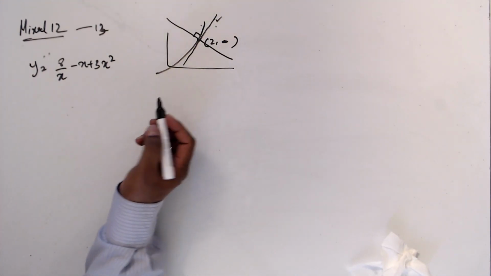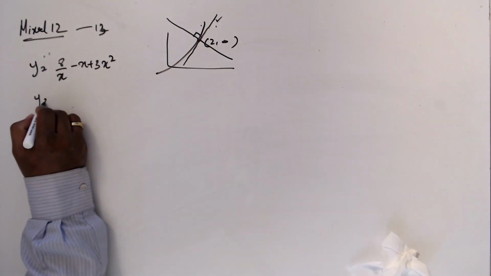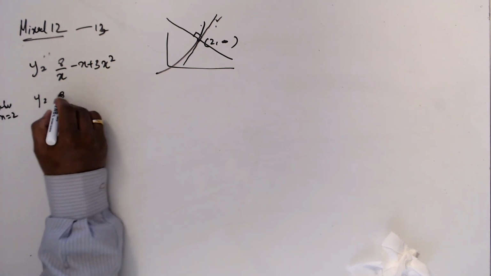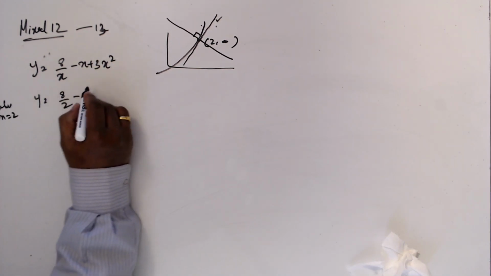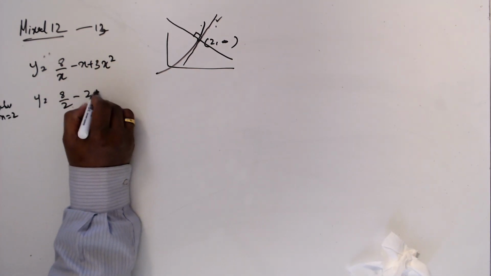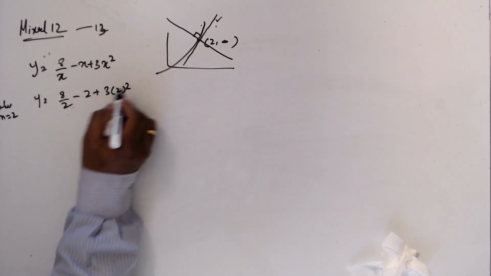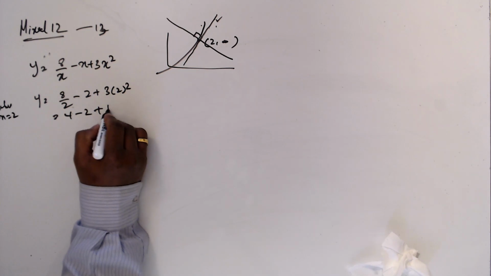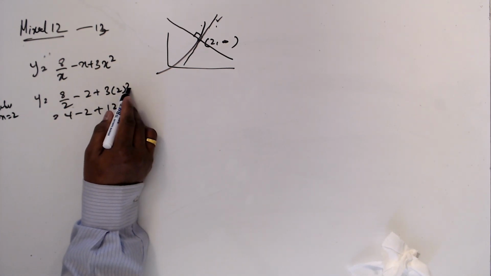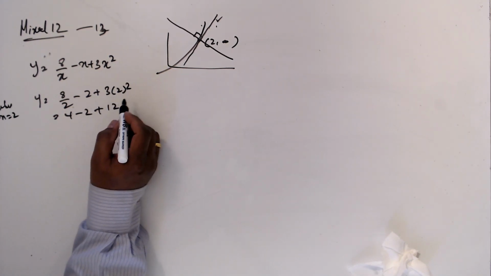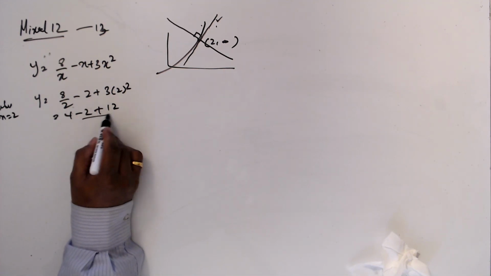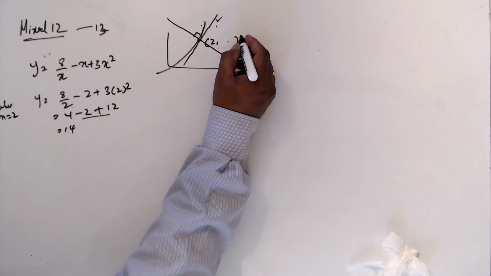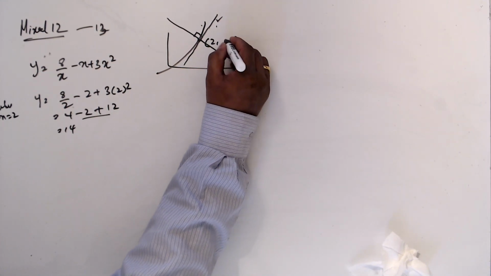So let's simply find the point: y equal 8 over 2 minus 2 plus 3 times 2 square. So this is 4 minus 2 plus 12, 3 times 2 square, 4 times 3 is 12. So this is 10, 10 plus 4 is 14. So this point is going to be 14.